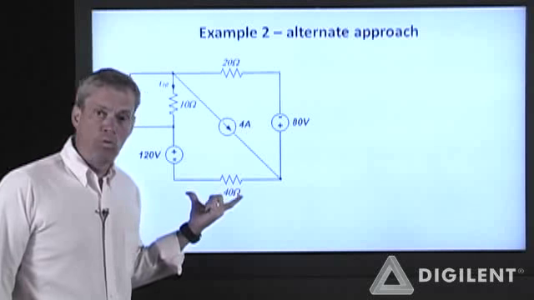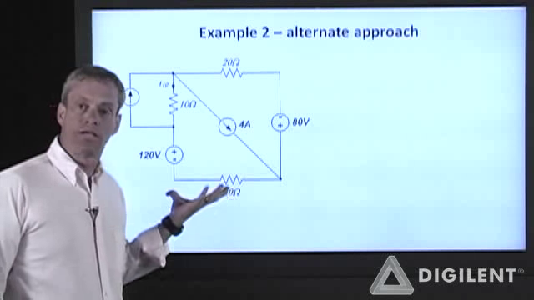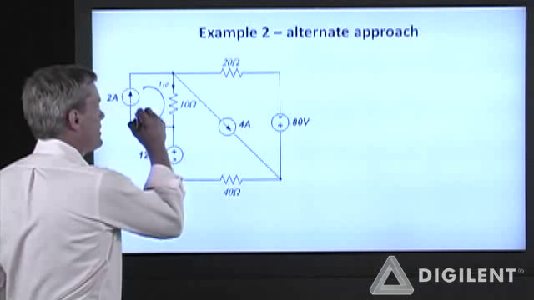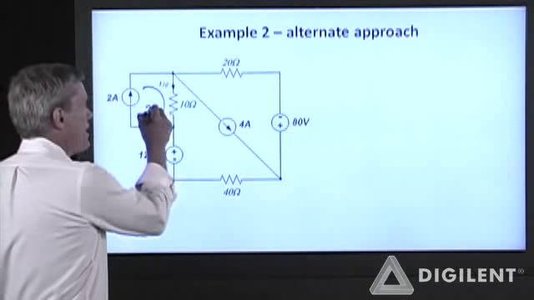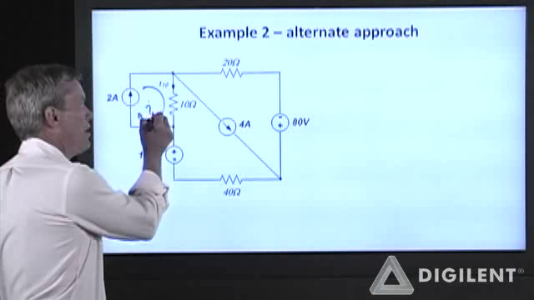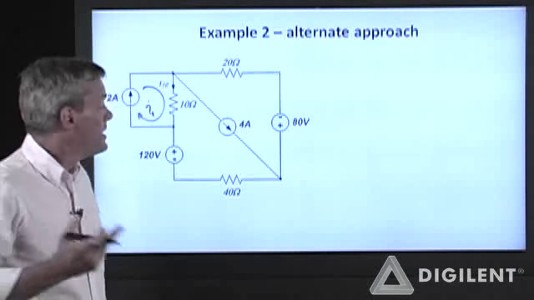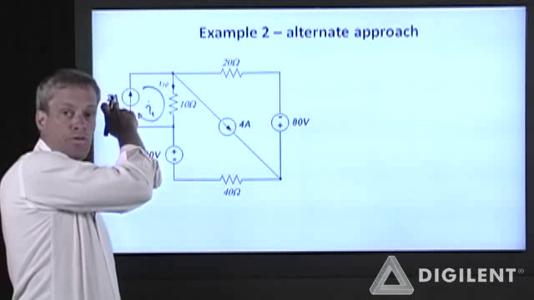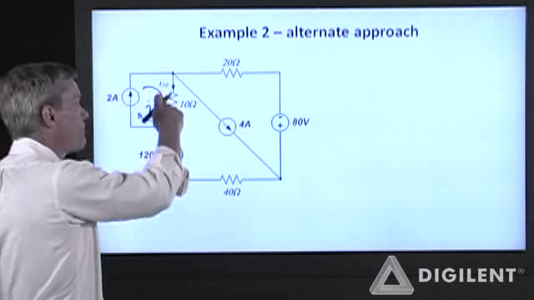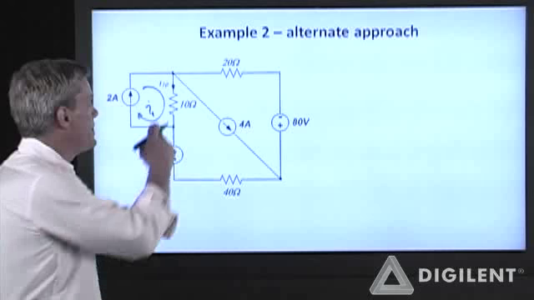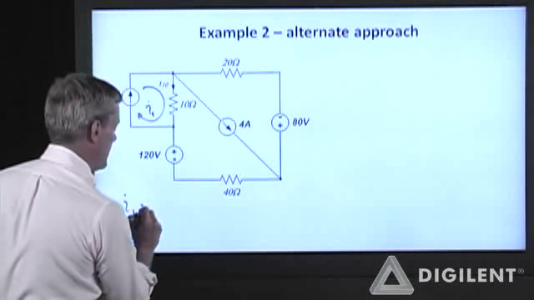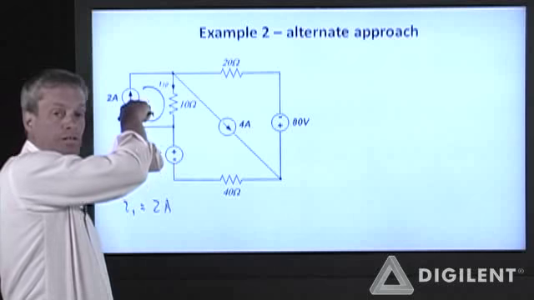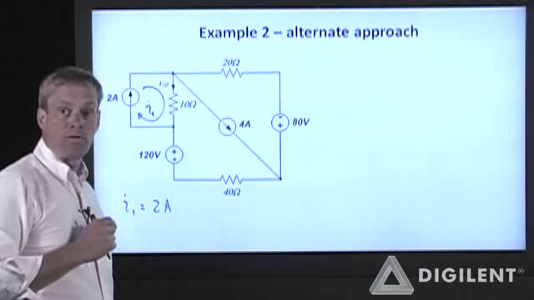So for this example, we don't need to choose really constrained loops. For example, here I can call this a mesh current, and I can say that that's I1, some unknown current. Now, this current is the only current that goes through this 2 amp source. Therefore, my constraint equation would be that I1 is equal to 2 amps. Right? The only current going through here is 2 amps. I1 has to be 2 amps.